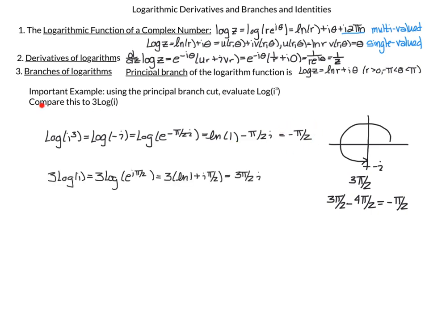The second part of this problem is to compare this to 3 log i. So 3 log i is 3 log, and now i is just here, which is π/2, so that's easy. e to the i π/2. So we have 3, the radius is 1, natural log of 1, plus i π/2. This is 0, and so you're left with i 3π/2. And what is surprising in this example is log of i to the third is not equal to 3 log of i, as it would be if we were in the real numbers.